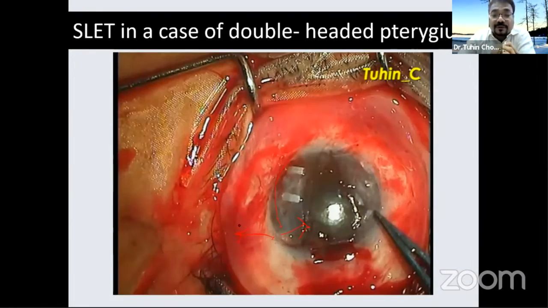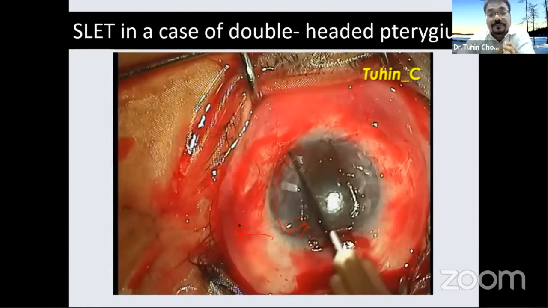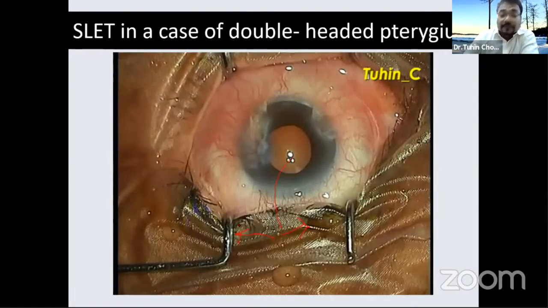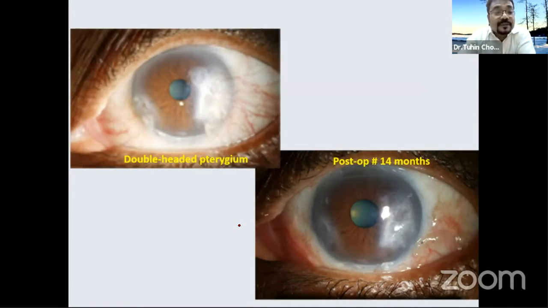And now a bandage contact lens is put. So this is the same patient who had this double-headed pterygium, and this is the post-operative period after 14 months. There is no recurrence, and this is the area of the donor area. It has healed quite nicely.